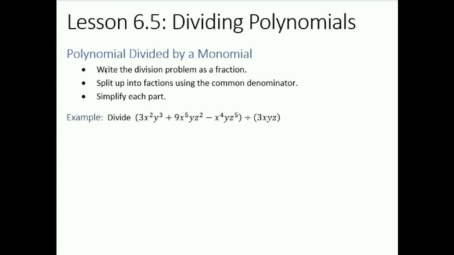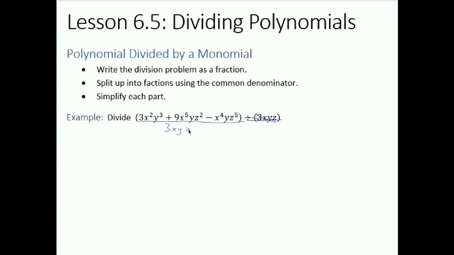So here we go. The first thing we'll do is write the division problem as a fraction and then split it up into fractions using the common denominator, and then we'll just simplify each part. To save a little time, instead of having the division sign there, since we're dividing by 3xyz, we can write it like this. That's really what we're looking at. We're dividing by that, so we can just write it as a fraction.